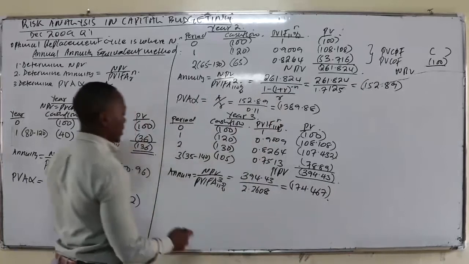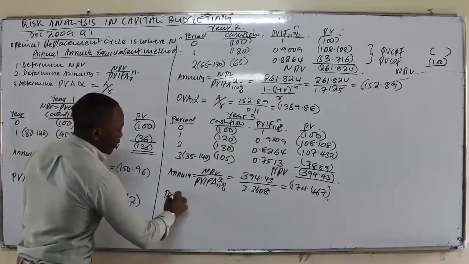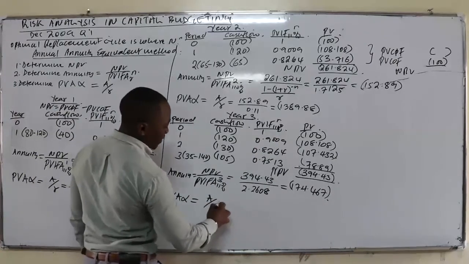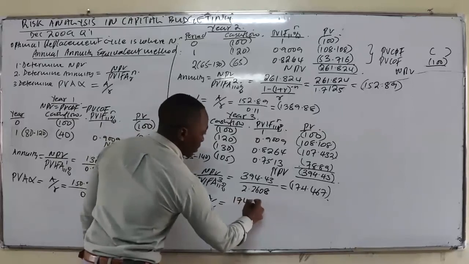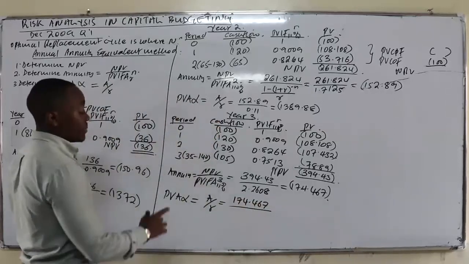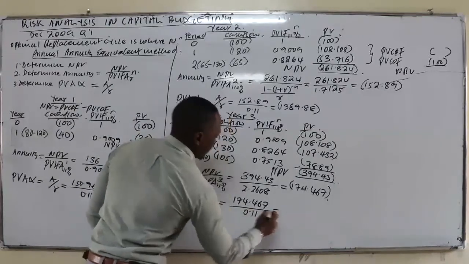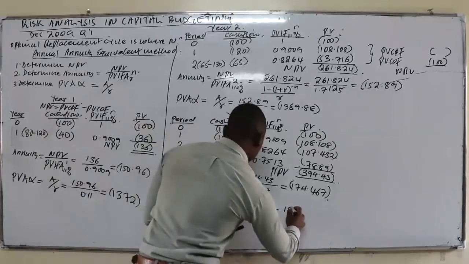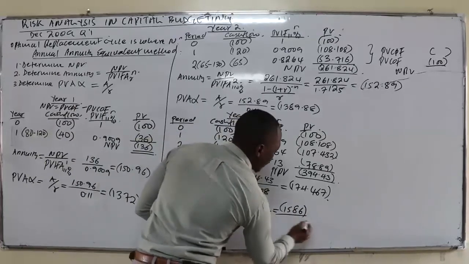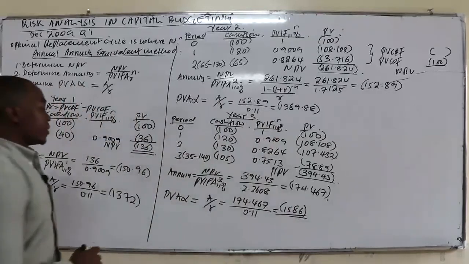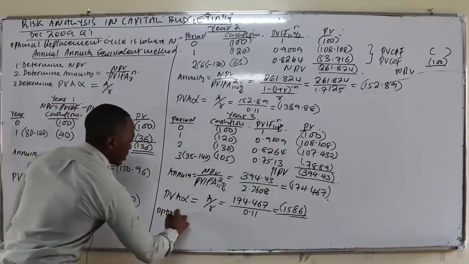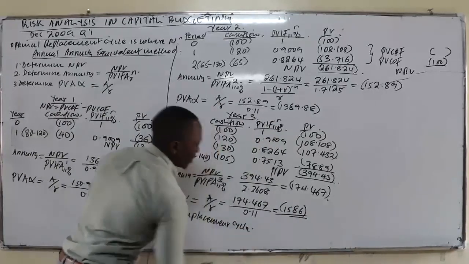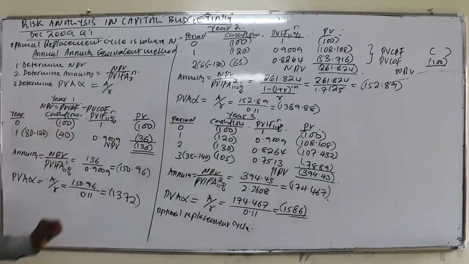So that's the annuity. Then the last step, you get the present value of an annuity until infinity. You say in this case, you take annuity over the rate. Our annuity is 174.467 divided by the rate, and the rate is 11%, 0.11. So in this case, you are getting 1586, but a negative. So our optimal replacement cycle. So now we can make a conclusion. Optimal replacement cycle. We see that the optimal replacement cycle is where the NPV is maximum.